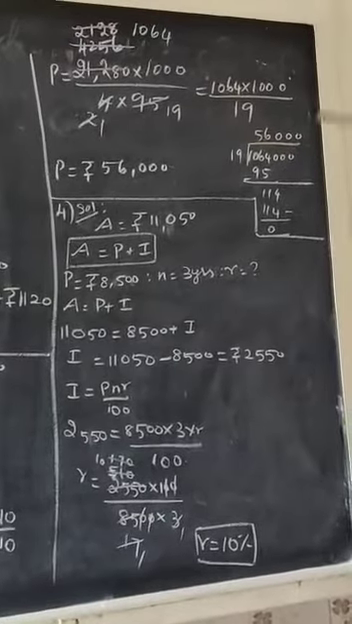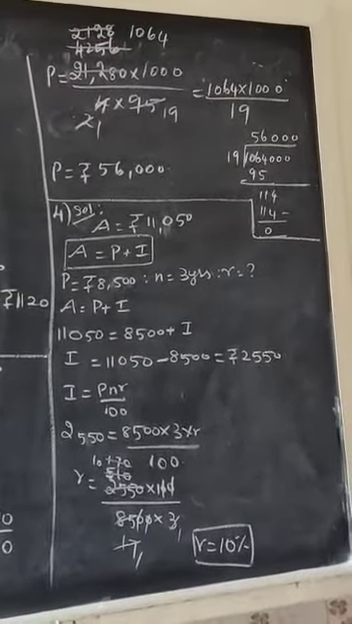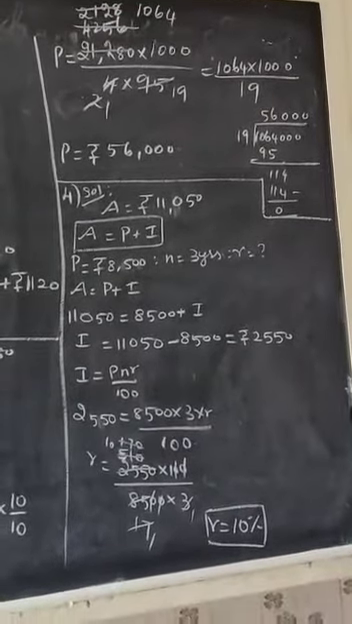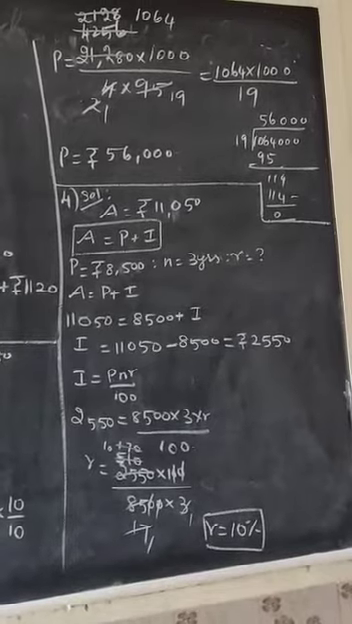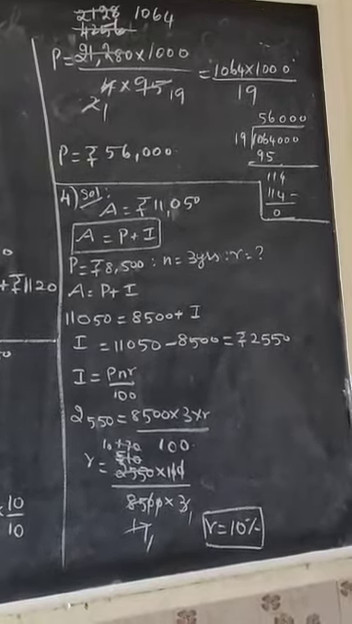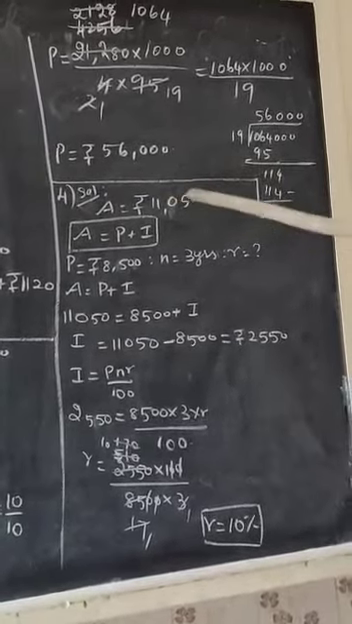I am going to cancel, and at last I am getting 1064 into 1000 by 19. So I am going to divide the number 1000 by 19. 10,64,000 divided by 19, I am getting the answer 56,000. So the principal value, the overall amount, is rupees 56,000.